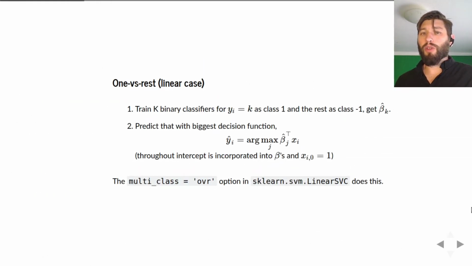And then for the 1 vs rest case, I corrected a typo here. The y hat i is the argmax over j of beta hat j transpose xi. So there's only k of these classifiers, and then we're going to choose the one with the largest decision function. So if you're using scikit-learn, you can implement this using a linear SVC for support vector machines, and then use the multiclass equals OVR setting. So this also is in scikit-learn for linear SVMs.